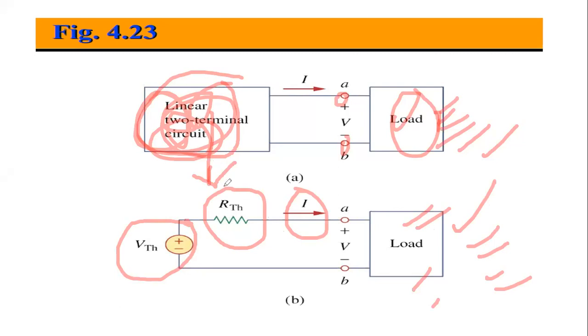We can find current or voltage in any part of the circuit very easily by simplifying it into a voltage source and a current source.